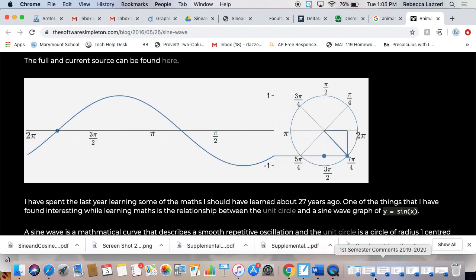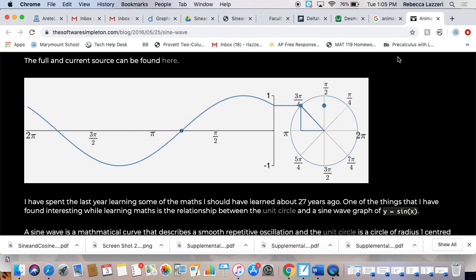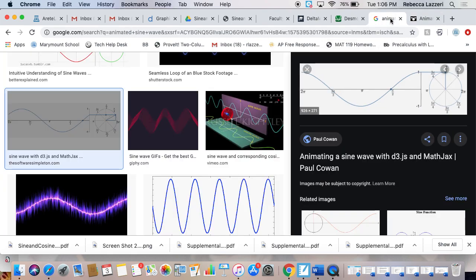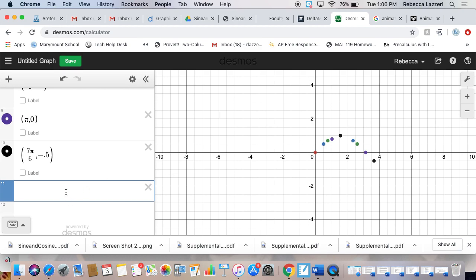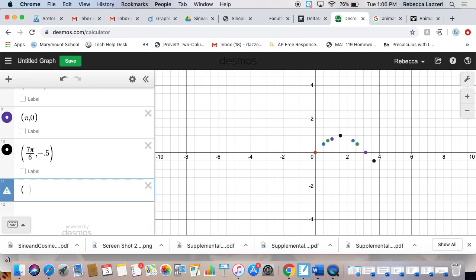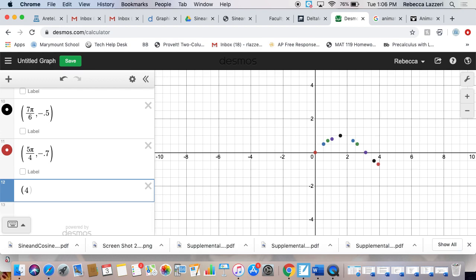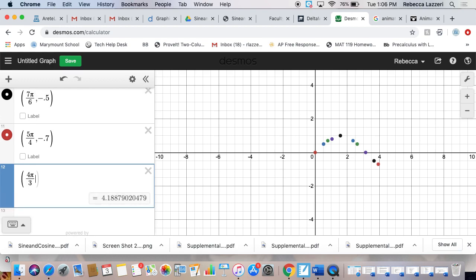Okay, so back to this. There are things that I should be adamant about, so let's continue on. All right, so Julia, the next one must be, wait, what are we on? 5 pi over 4 maybe? Yeah, 5 pi over 4, negative 0.7, comma, negative 0.7. Okay. The next one is 4 pi over 3, and that's negative 0.86.